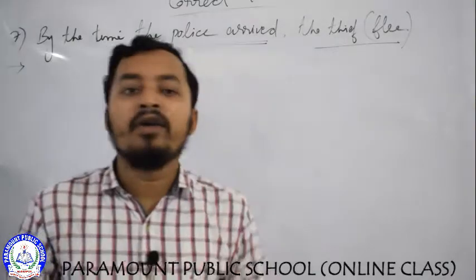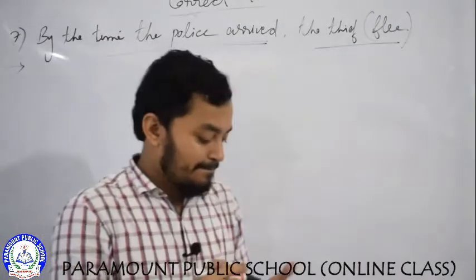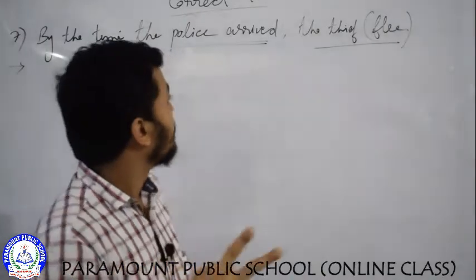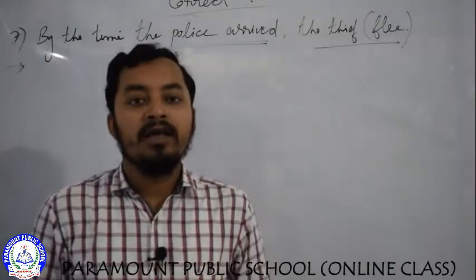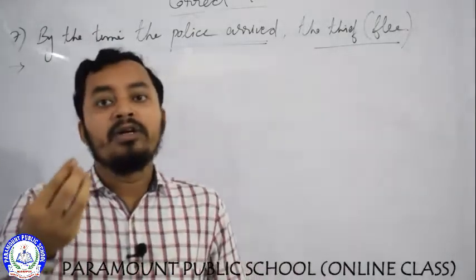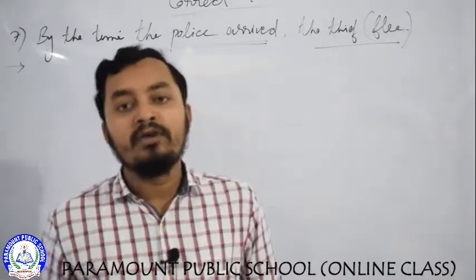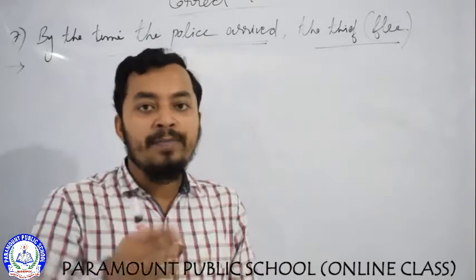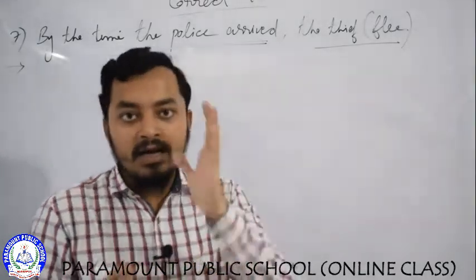So, see, there is a rule. If two works are there in a sentence, and both the works are taking place in the past, from the two works, the work that will take place first is put in past perfect tense, and the work that will take place later is put in past indefinite tense.